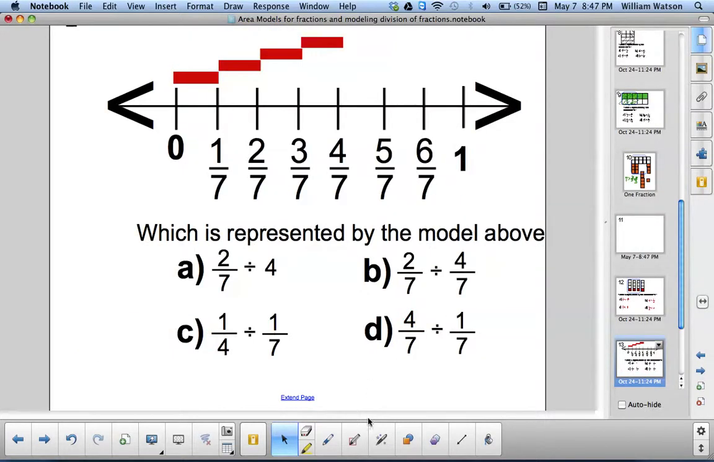So division is one that's not modeled as frequently, I don't think, or that we don't have as many examples, so it's nice to have these. This is an example that I saw, and it worked, so I used it. This could model division or multiplication, which is represented by the model above. Well, each of these strips is a 7. One thing that this models is how many sevenths fit inside of 4/7. So 1, 2, 3, 4. So it's 4/7 divided by a seventh. So our answer would be D.